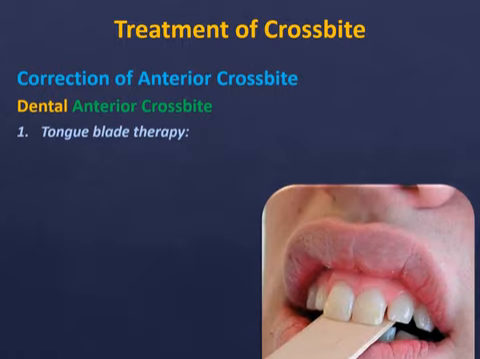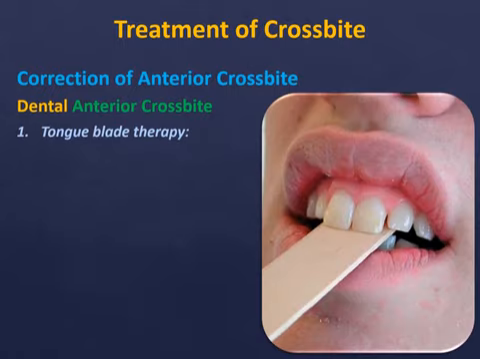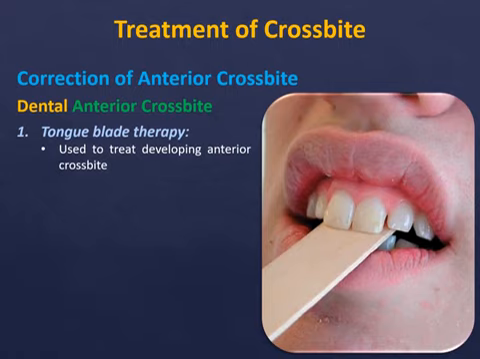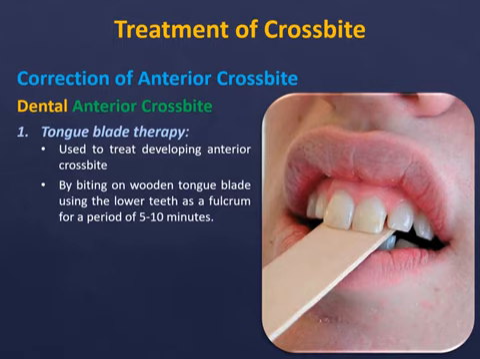Dental anterior crossbite. The first option is tongue blade therapy. This can be used in treatment of developing anterior crossbite by biting on a wooden tongue blade, using the lower teeth as a fulcrum, for a period of 5 to 10 minutes daily. This can help to redirect the mandibular and maxillary anterior teeth into a normal relationship.